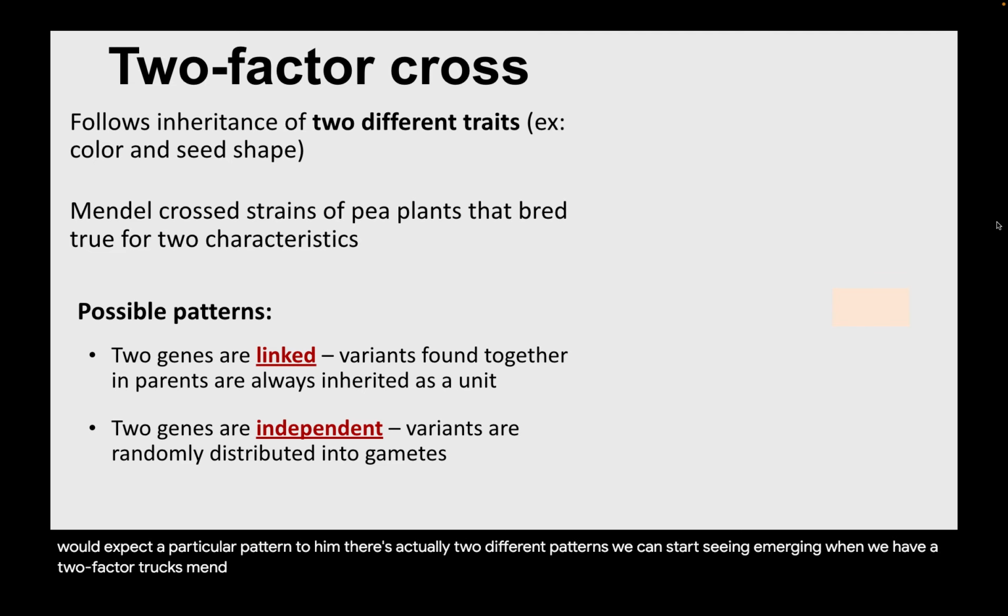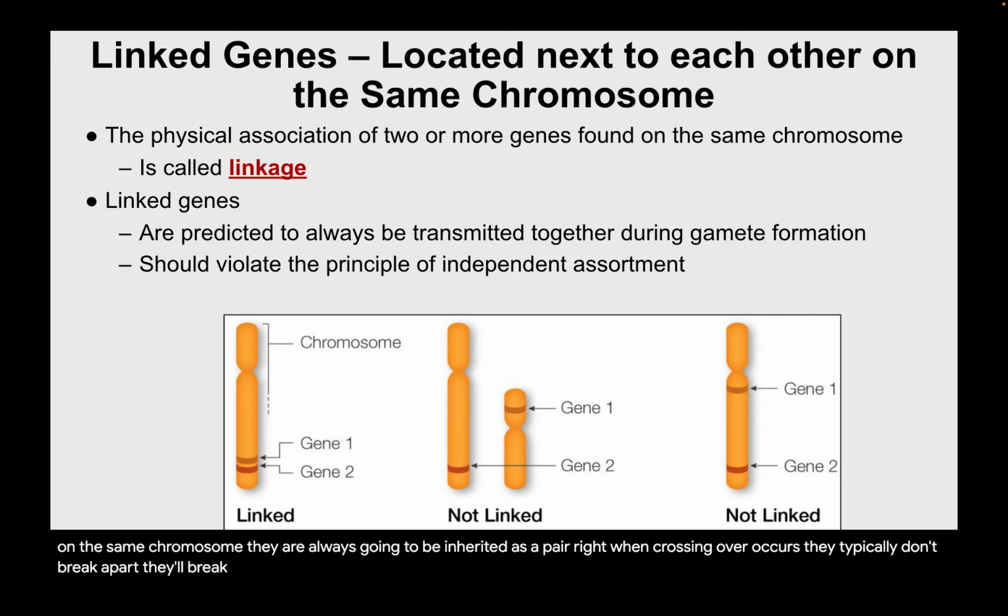All right, so if we look just a little bit closer at linked genes, and we'll get into this more in a few slides, right? But genes that are linked, they have this physical association with each other, right? They are very close together on the same chromosome. They are always going to be inherited as a pair, right? When crossing over occurs, they typically don't break apart. They'll go together as a unit, even in crossing over. Right? So this is called linkage, right? When 2 or more genes are closely associated with each other and are always passed down as a unit.